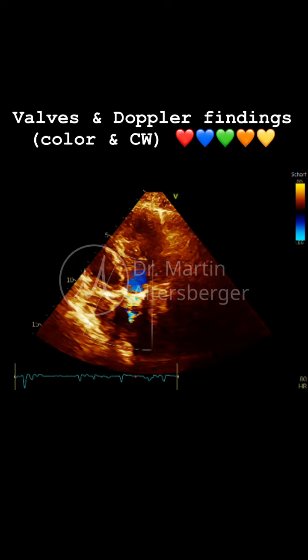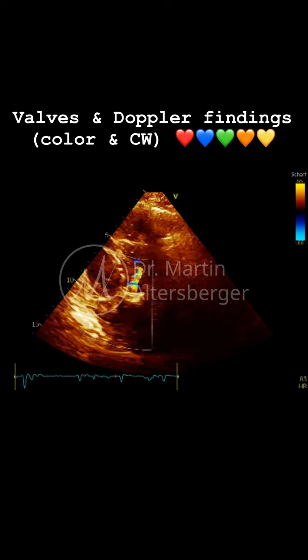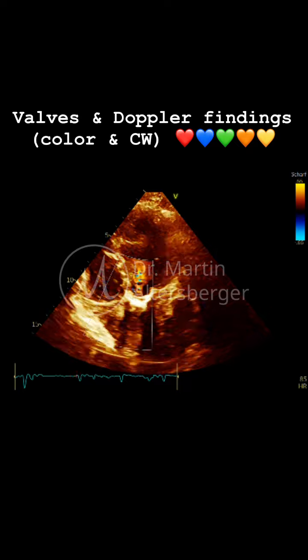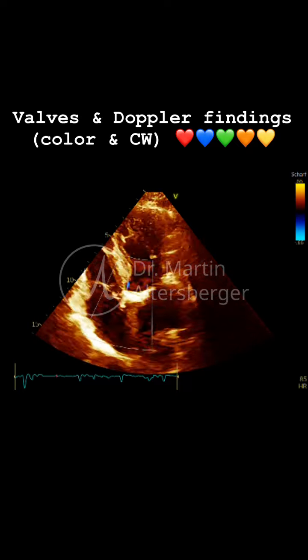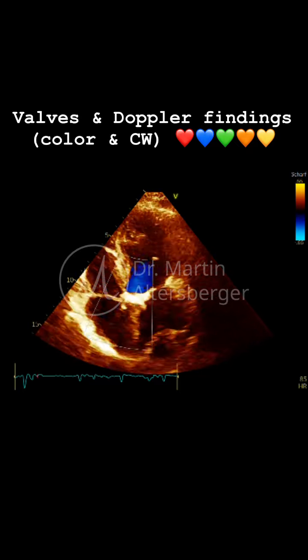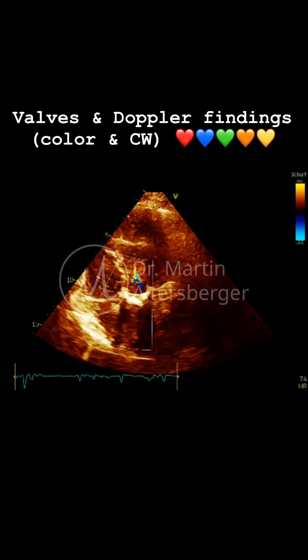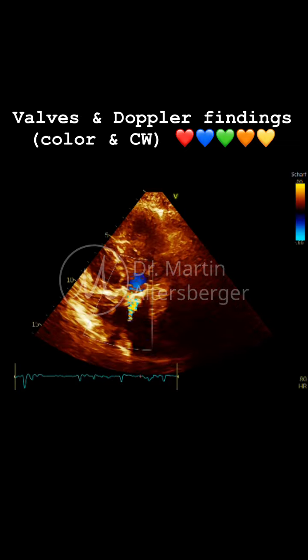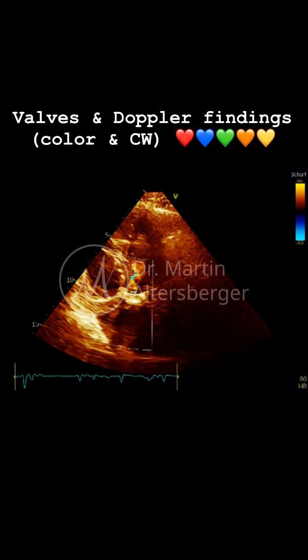Continuing in the apical 5 chamber view, we have a good glimpse of, again, the severely calcified bioprosthetic aortic valve, and we do see that there is turbulent flow again. With this turbulent flow across the valve, we do also see a backward flow. So again, we have aortic stenosis most likely and aortic regurgitation.